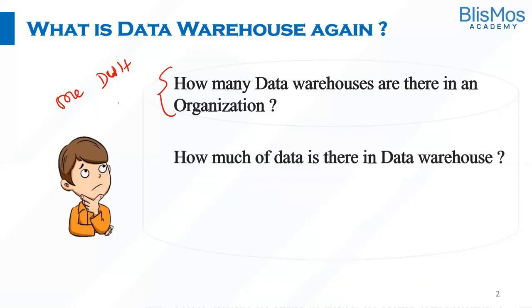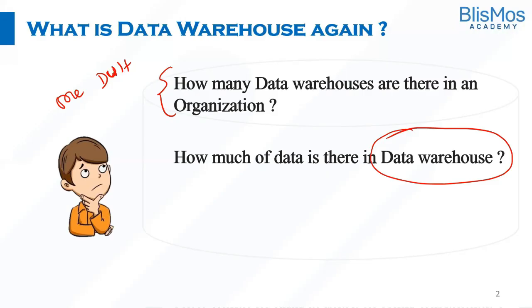Now that we understood we have one data warehouse as a part of the organization, how much data is there in a data warehouse? Is it one record, two records? Is it 100 records? We have millions and millions of records as a part of the data warehouse. Remember, we are trying to get the data from heterogeneous sources, subject it to transformation and load it. We'll definitely have millions and millions of records in the data warehouse.